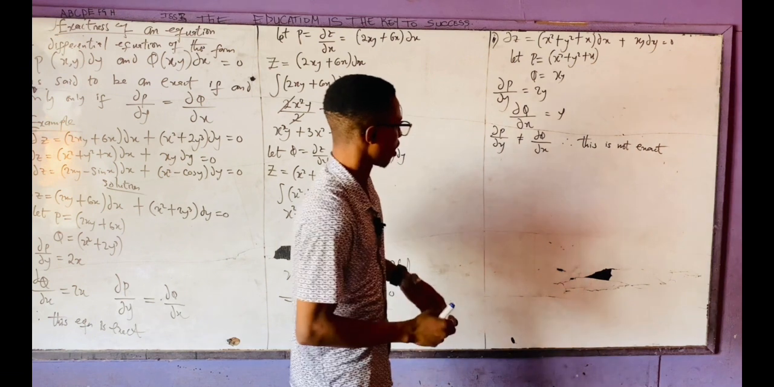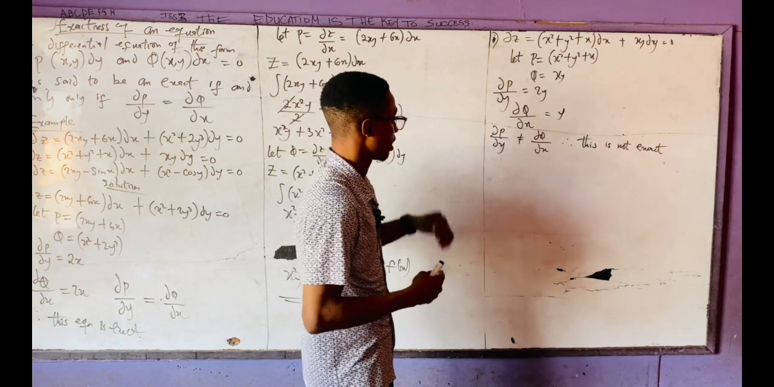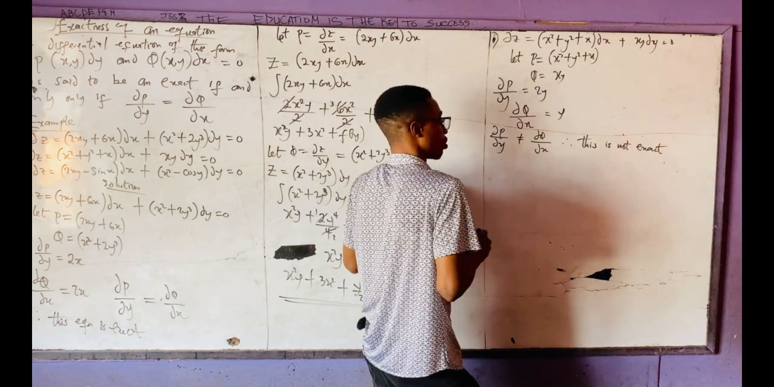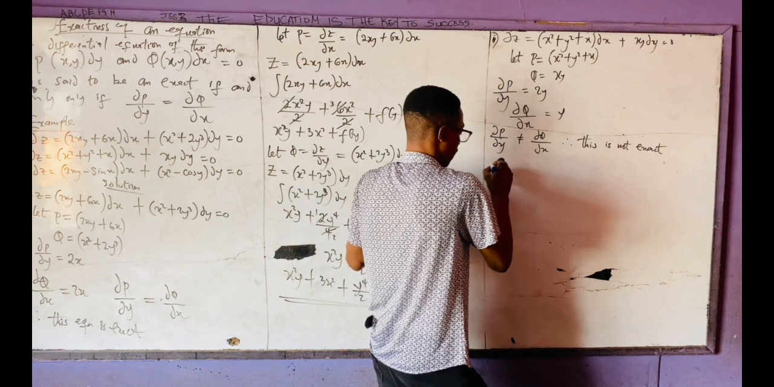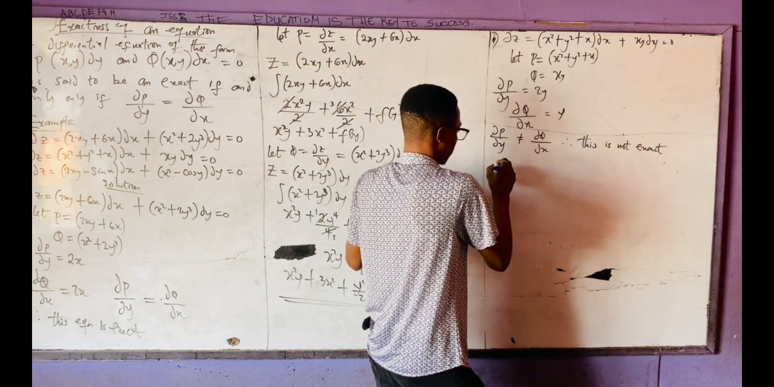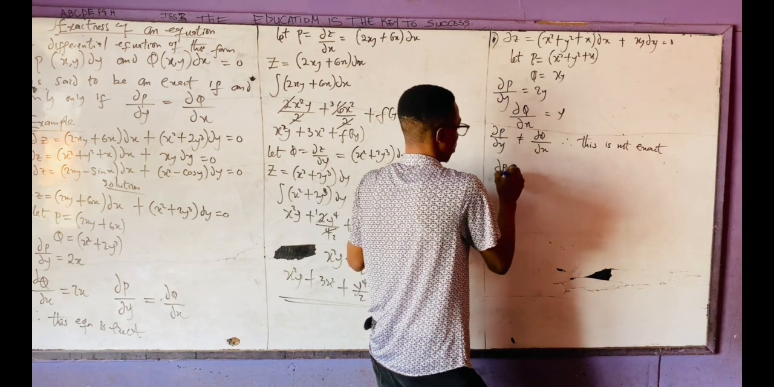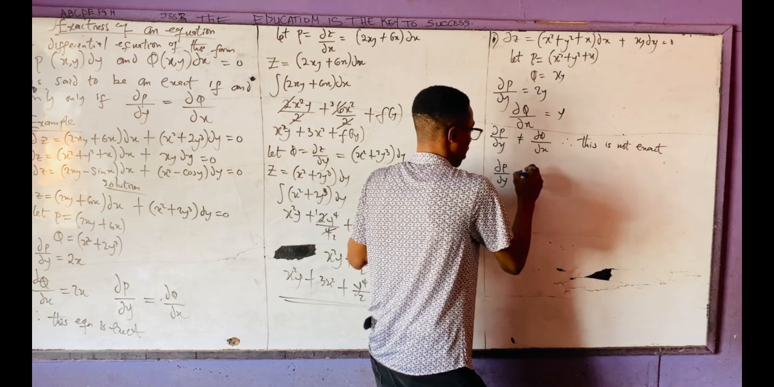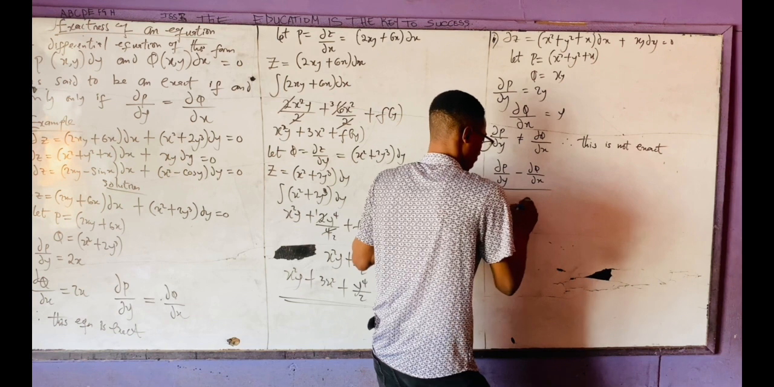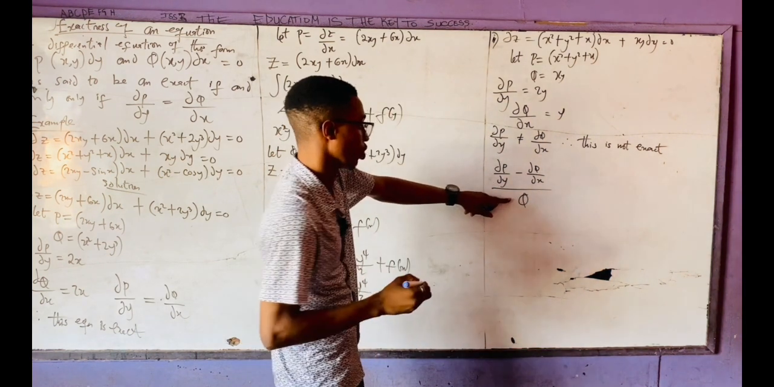Okay, now what are we going to do for us to make this equation to be an exact equation? What we need to do is to introduce what we call an integrating factor. So first of all, we need to introduce this formula: dp over dy minus dq over dx, over q.